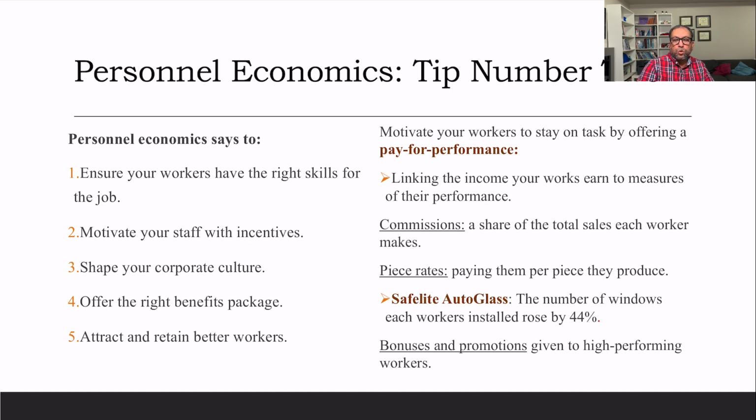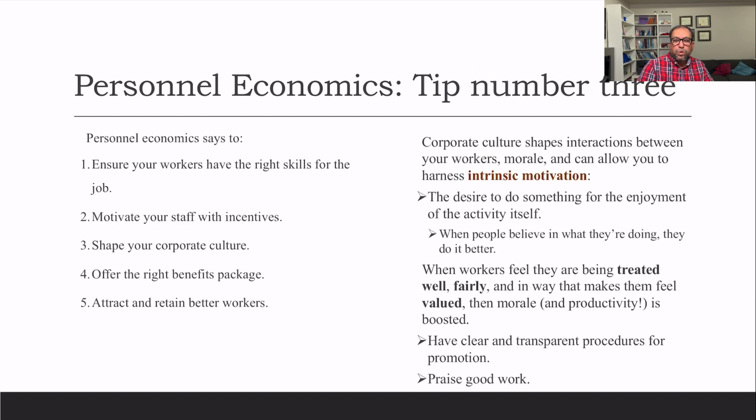Link the income your workers earn to their performance. So commission is a share of the total sales each worker makes. Piece rate means paying them per piece they produce, or at Safelite AutoGlass, the number of windows each worker installed rose by 44%. And bonuses and promotions are given to high-performing workers. So there are many ways that you can structure your pay in a way that keeps the employee motivated.